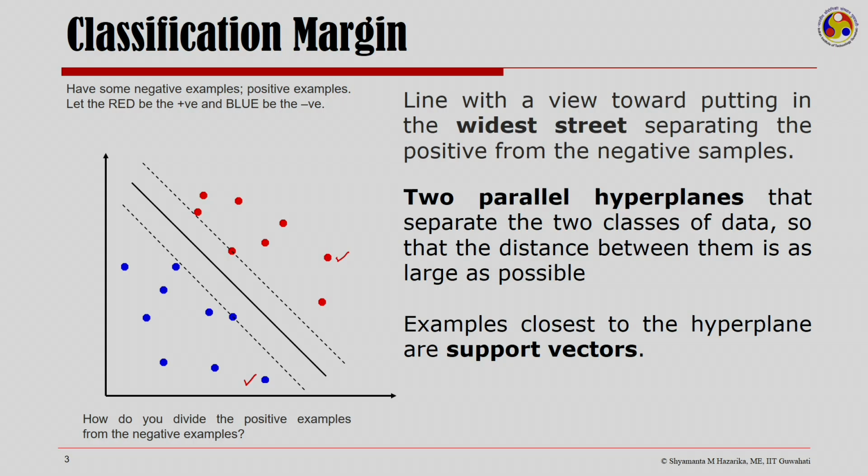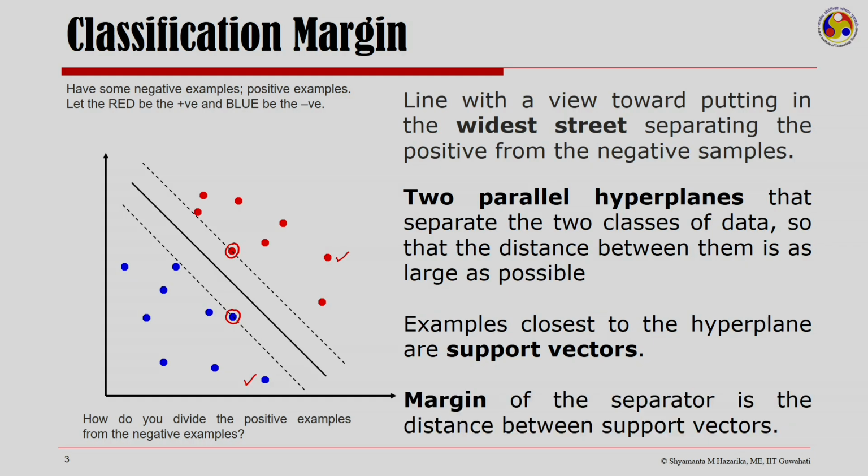And here the examples that are closest to the hyperplanes, like this one here and this one here, are referred to as the support vectors, and this is where it gets its name from. The margin of the separator is the distance between the support vectors, and our idea of getting a classification margin here is to get as wide a margin as possible.